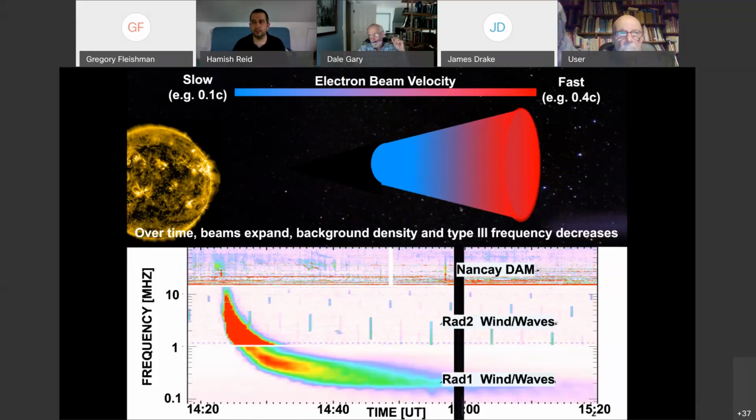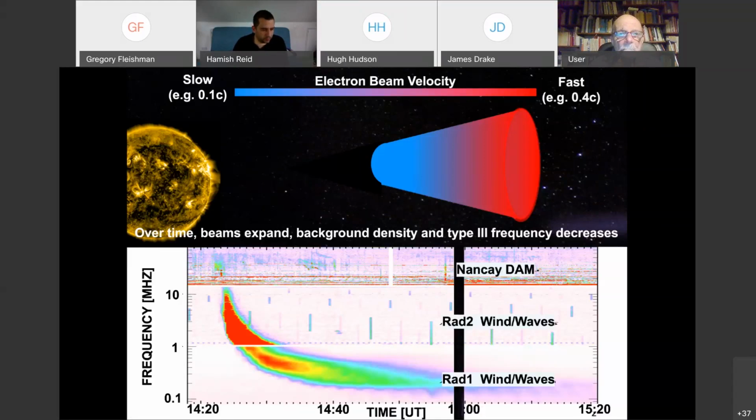Okay, Hugh. Yeah, thanks, Hamish. This is Hugh Hudson. Simple question is, how close is the theory then of type 3 bursts to letting us actually determine the number of electrons in a quantitative way that's required to make one stream?